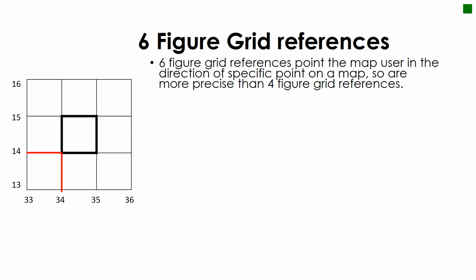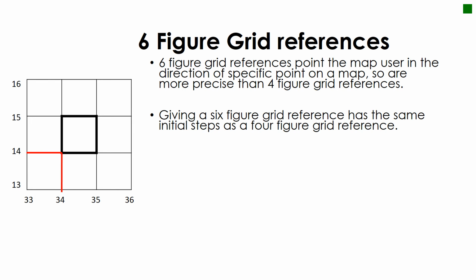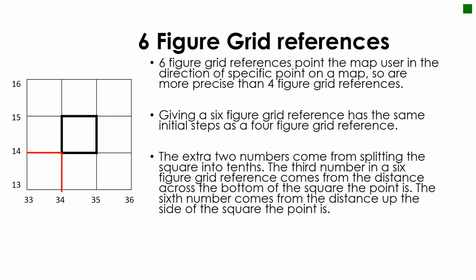6-figure grid references point the map user in the direction of a specific point on a map, so are more precise than 4-figure grid references. Giving a 6-figure grid reference has the same initial steps as a 4-figure grid reference. The extra two numbers come from splitting the square into tenths. The third number in a 6-figure grid reference comes from the distance across the bottom of the square the point is. The 6th number comes from the distance up the side of the square the point is.